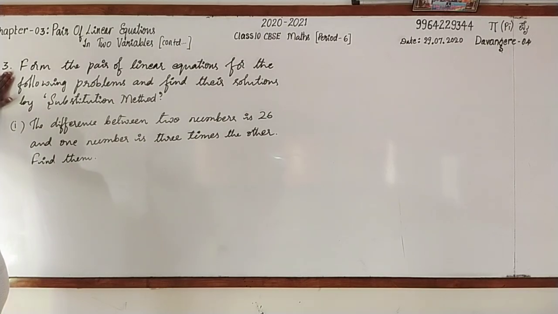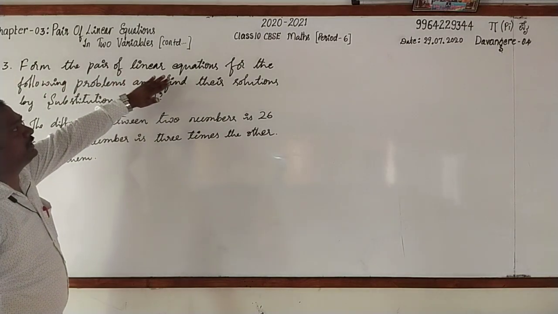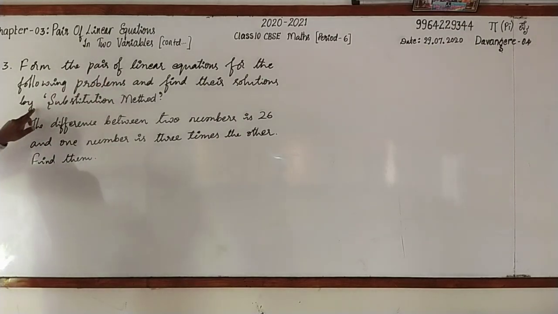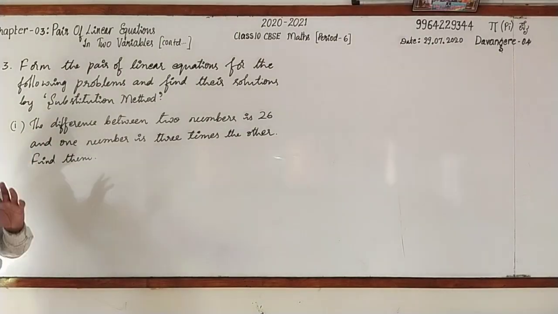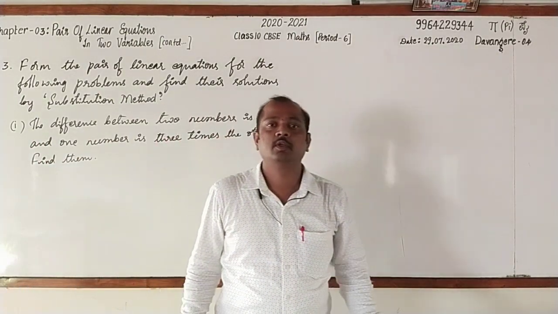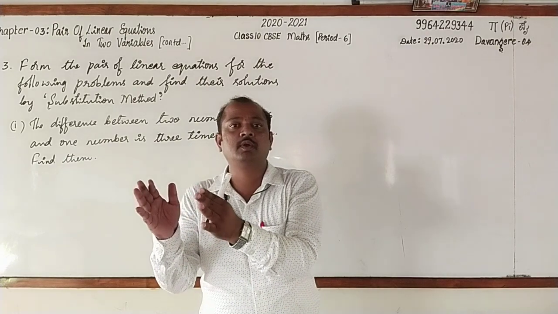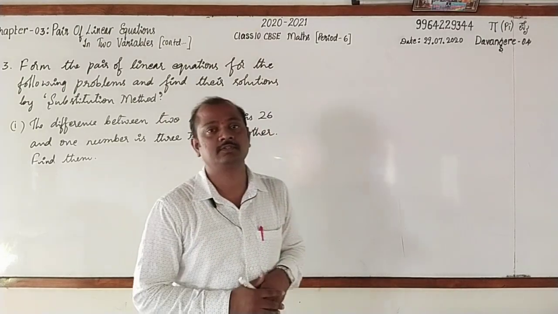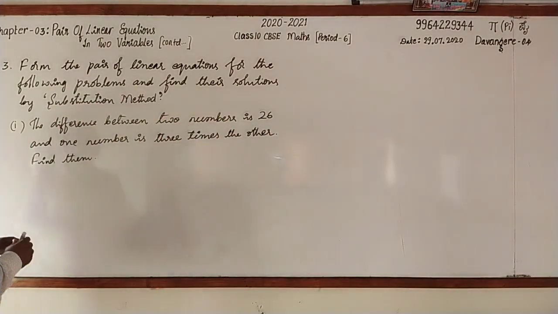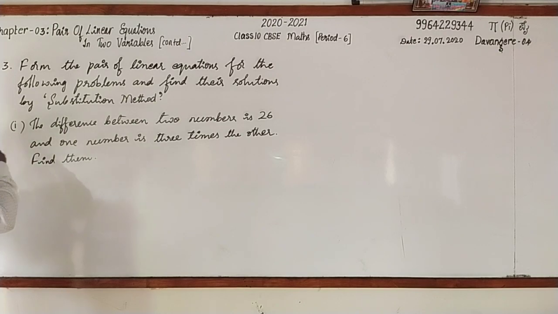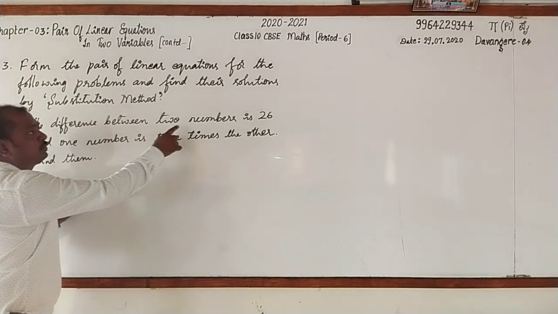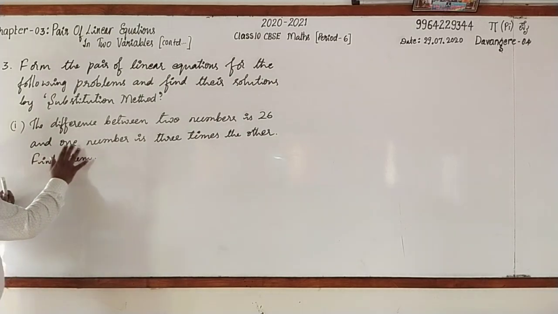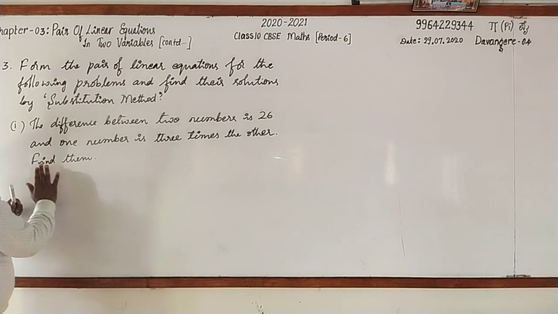Go through this third one. Form the pair of linear equations for the following problems and find their solutions by substitution method. So here they are given verbal problems. So first you have to convert the given situations into mathematical equations. Then after that we can go for solving them. First sub question, it is like this. The difference between two numbers is 26 and one number is 3 times the other.